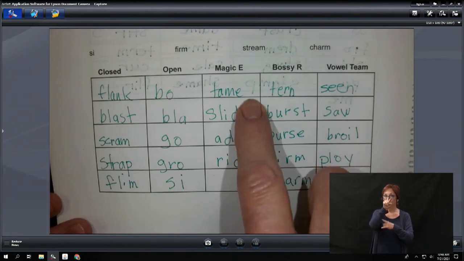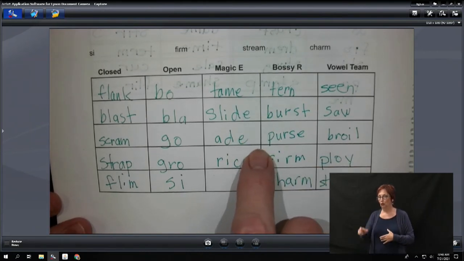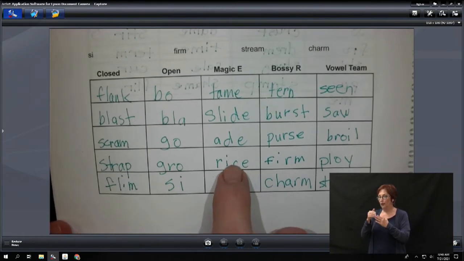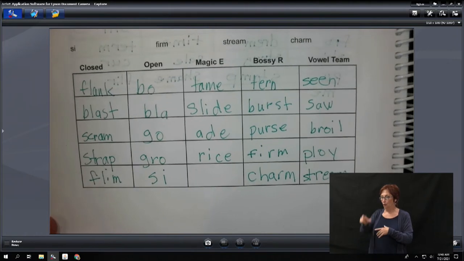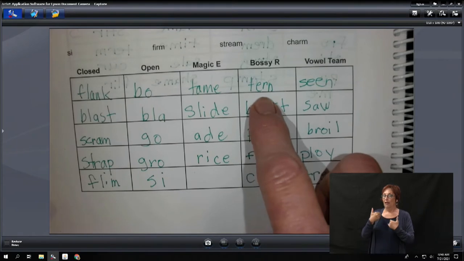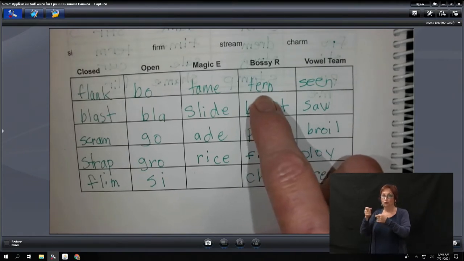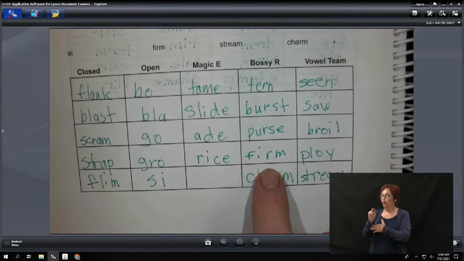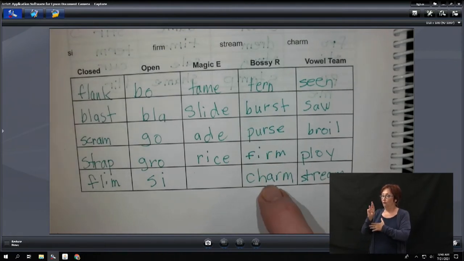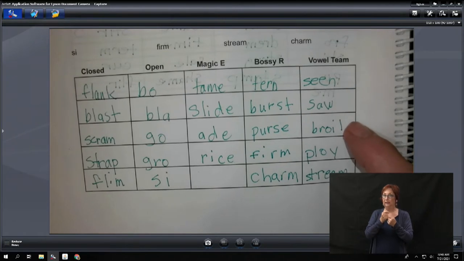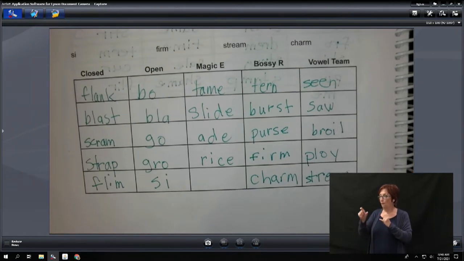Magic-y: tame, slide, nonsense word aid, and rice, all end in magic-y, hopping over one letter to give the power to the vowel. Bossy R: all have an R after the vowel, which controls what that vowel says. Turn, burst, purse, firm, and charm. And then your vowel teams: seach, saw, broil, ploy, and stream.